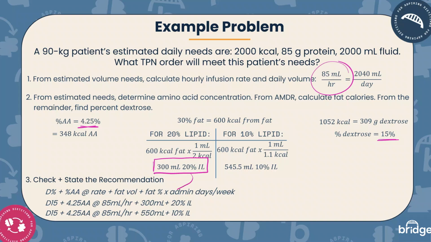For our 20% fat lipid emulsion, we need 300 milliliters of it. And for our 10% fat emulsion, we need about 550 milliliters of it. We also don't need to administer this fat every single day. We could have broken it down so that we give it 2 times a week or 3 times a week or 4 times. And that's why a problem this involved won't show up on your exam. But you should expect any and all of these calculations in more targeted problems.